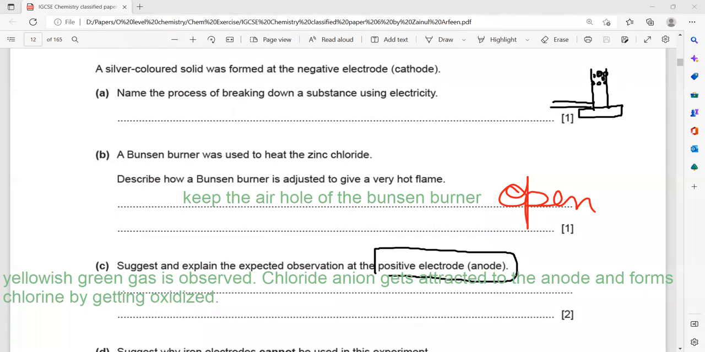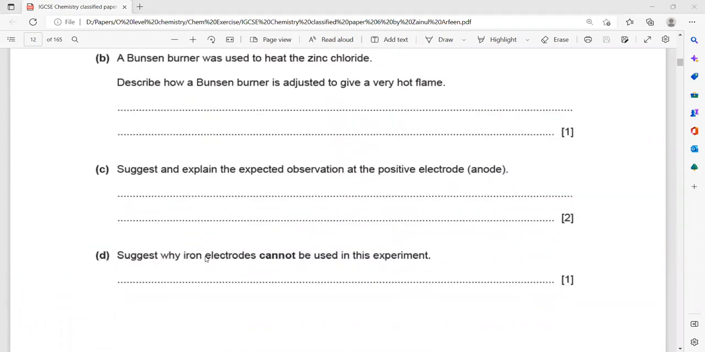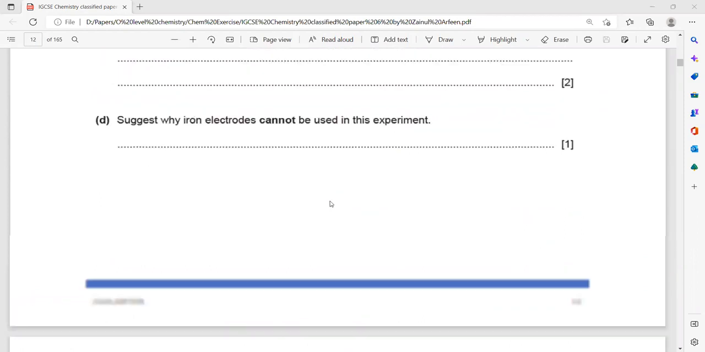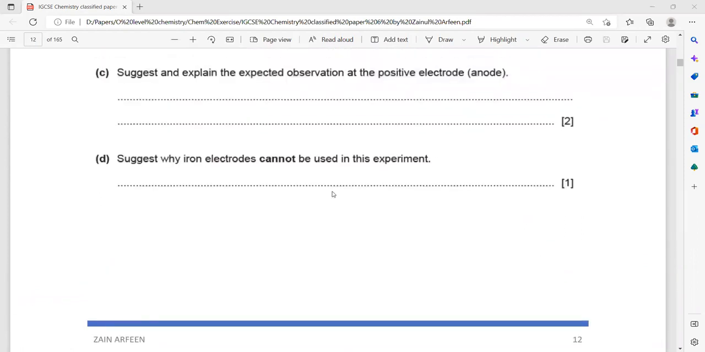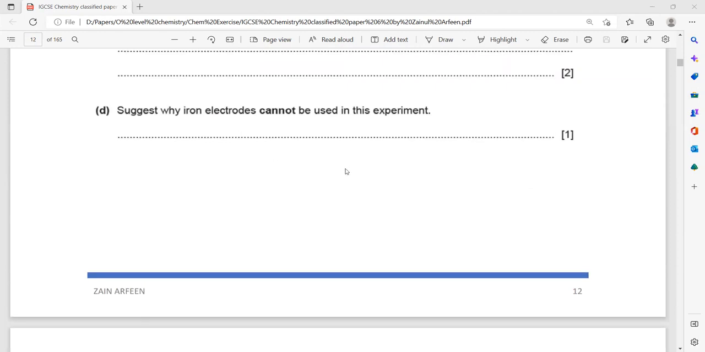I'm explaining a point. If the question is suggest and explain, then for the expected observation you mention yellowish green gas, but if the question is only state what is observed, then you only mention yellowish green. Here the question is suggest and explain, so you give the reason: chloride ions are negative ions attracted towards the anode. As a result, it will form chlorine gas. Here you have to explain according to the question. If a question is about observation, don't write anything about loss or gain of electrons. Just write what you will see.